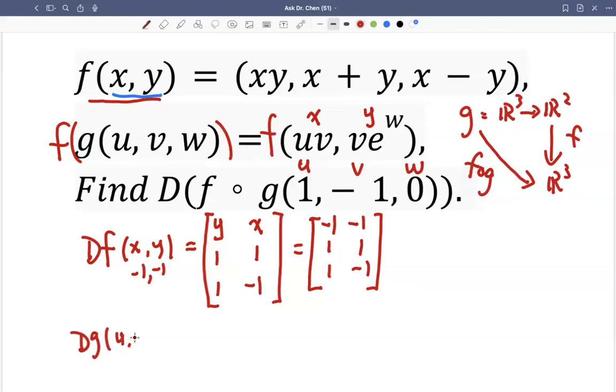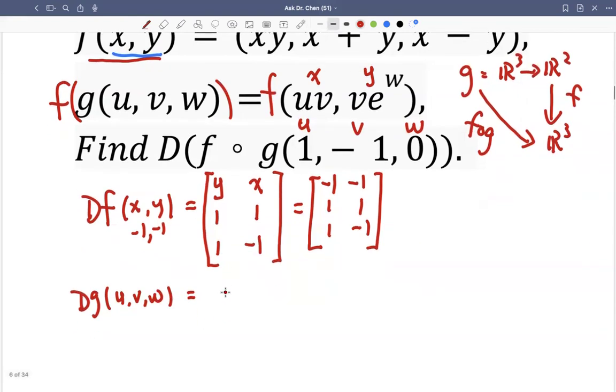Right, g takes u, v, w as the input. Well, g goes from 3 space to 3 space. So we have a 3 by 3 matrix. Oh no, g goes from 3 space to 2 space. So we have a 2 by 3 matrix. F composed with g goes from 3 space to 3 space. So we only have 2 rows, 3 columns. Right?